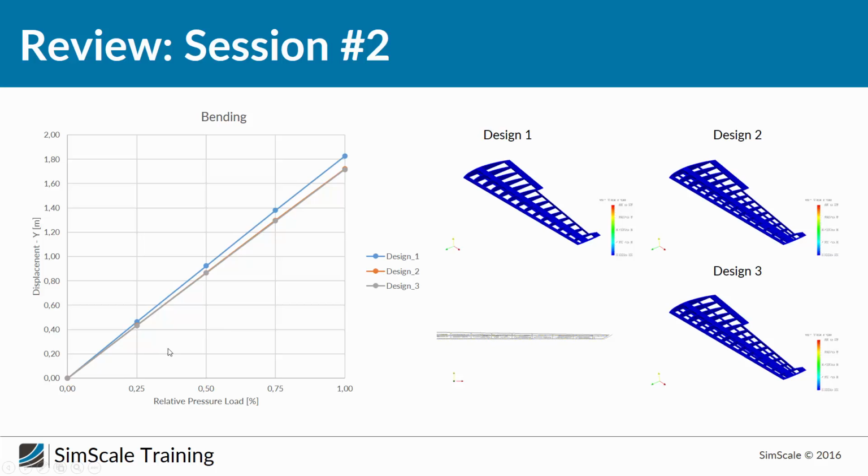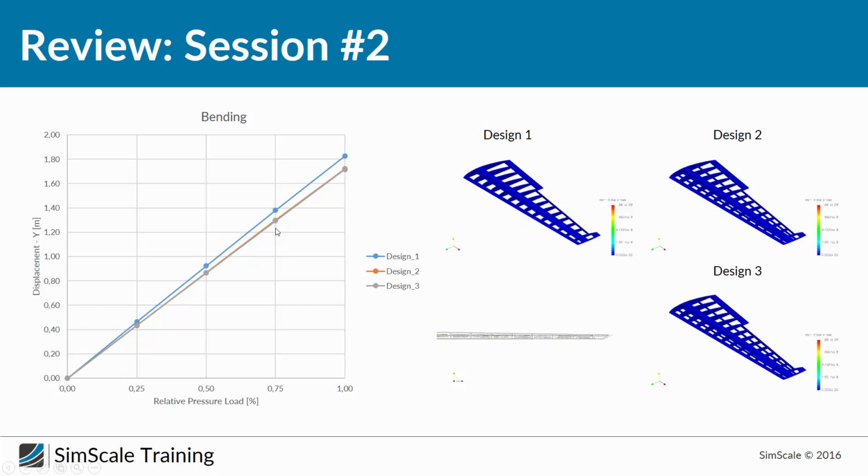What would be more realistic for a maximum load during operation is something in the range between 0.25 and 0.3. Here you can see for the initial design, design number 2 with the stringers, and design number 3 with stringers and added fillets, how the displacement depends on the pressure load. What we can see, very obviously, is that there is not a big difference in the bending behavior between designs 2 and 3, so these additional fillets do not impact this very much.